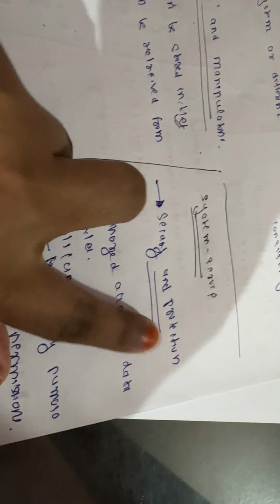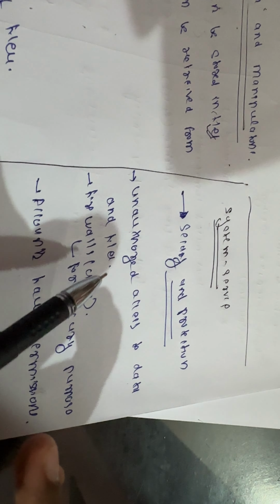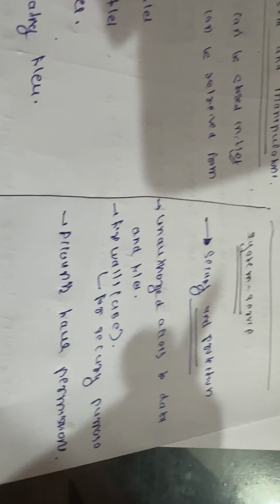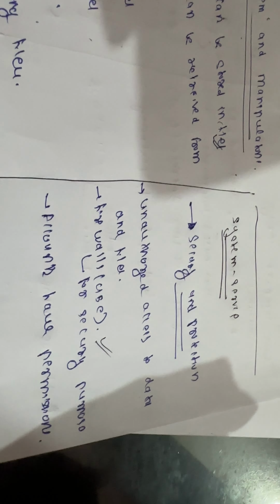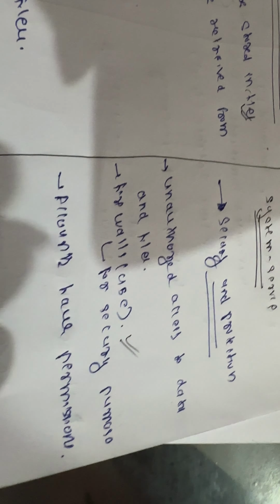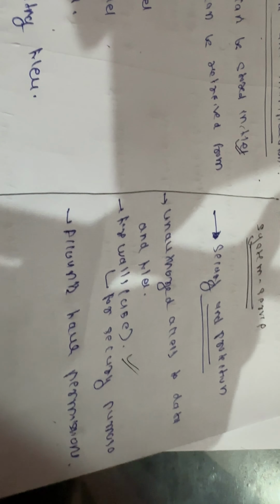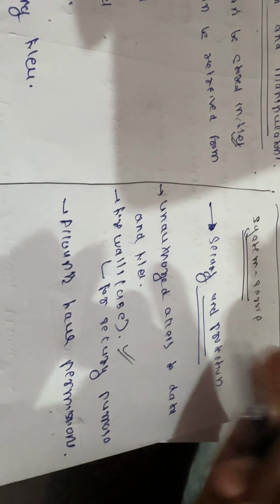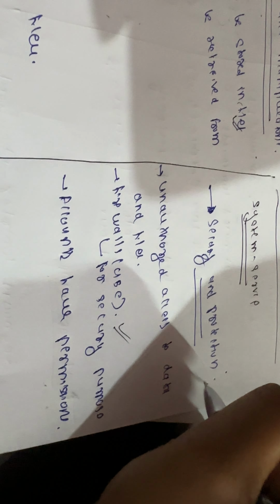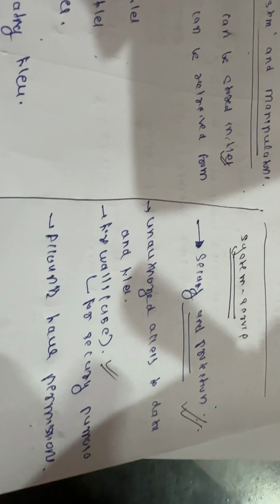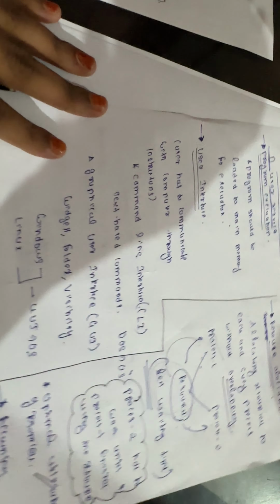So the third service is security and protection. We will prevent unauthorized access to the data and files. The operating system can also use firewalls for security purposes. All accounts have permissions to access, and only those accounts which have permission can access this. So the third service provided by the operating system is security and protection. These are the services which are basically provided by the operating system.